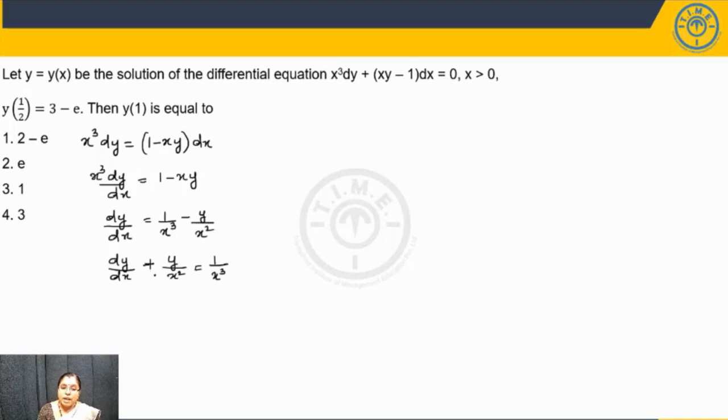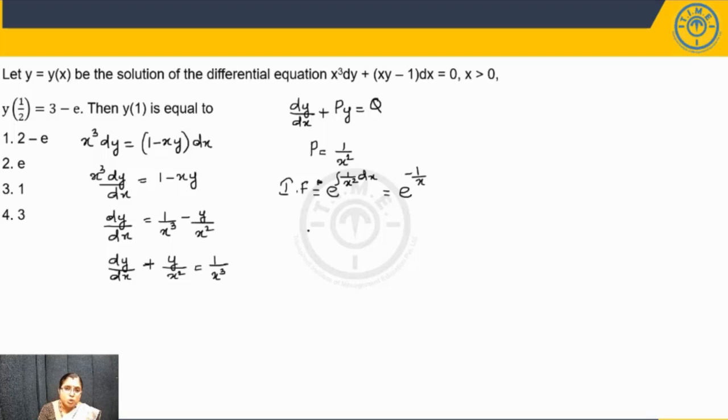Now, when you compare, the form is dy by dx plus py equal to q, where p and q are functions of x only. Comparing with this, we have p equal to 1 by x square. So the integrating factor is e raised to integral 1 by x square dx. So what do we get? We have e raised to minus 1 by x.